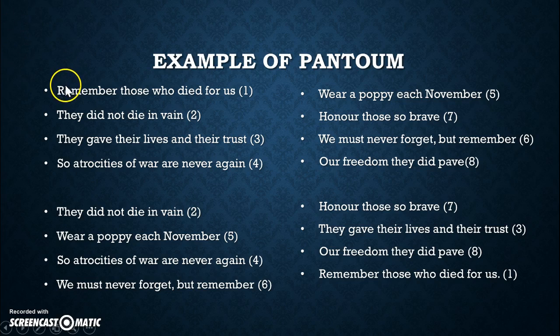So you can see that the first and third lines, remember those who died for us, and they gave their lives in their trust, are the second line here and the last line here. And then other than that, the pattern is completely the same. As normal, they did not die in vain, so atrocities of war are never again. Those are the second and fourth lines of this stanza and the first and third lines of this stanza, and then that repeats throughout the entire poem.